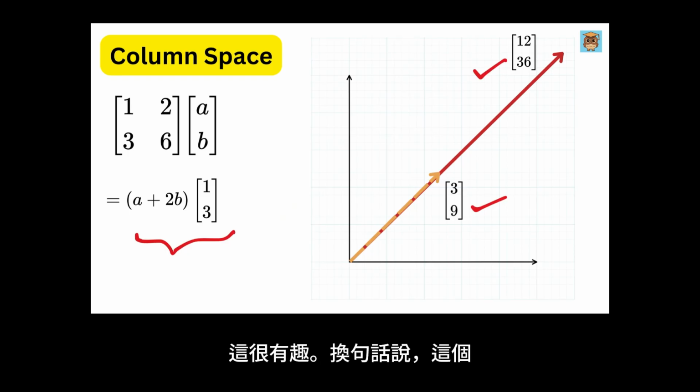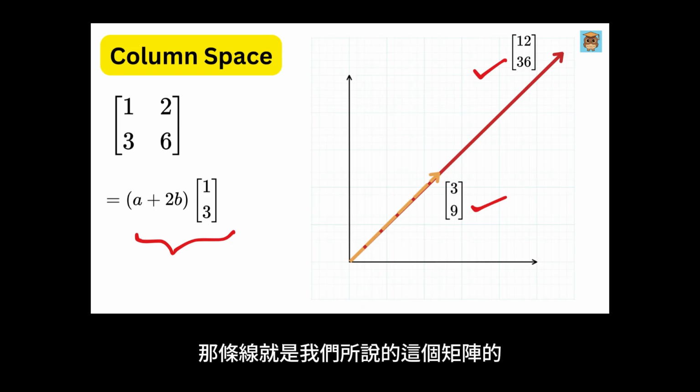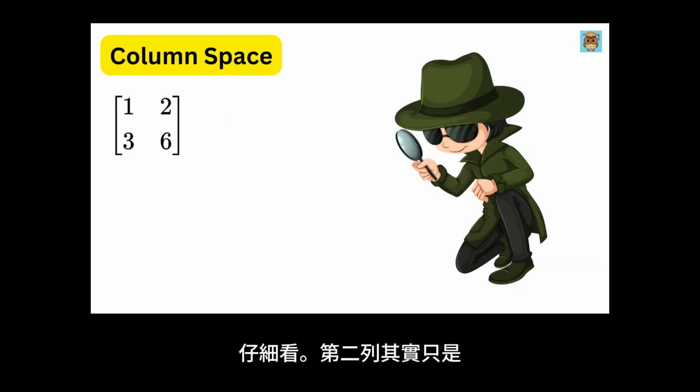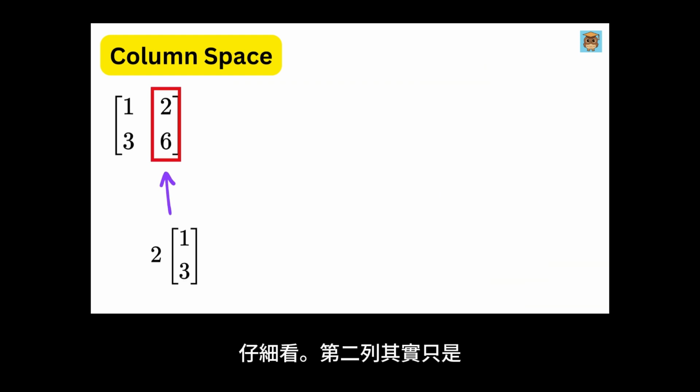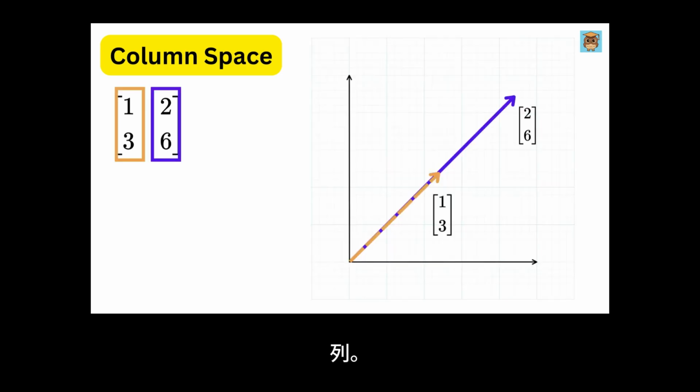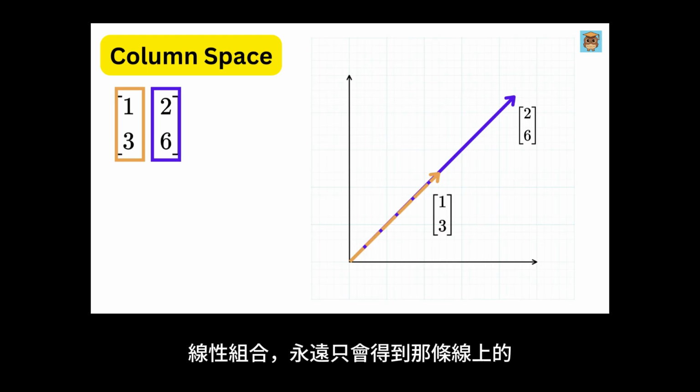That's interesting. In other words, this matrix can only take us along one specific line in space, the line spanned by the vector 1, 3. That line is what we call the column space of this matrix. It's the set of all possible outputs you can get by multiplying this matrix with any input vector. Check closely. The second column is just 2 times the first one, or it is linearly dependent upon the first column. That means both columns lie along the same line. So no matter what combination of them you take, you'll always get a point on that line.